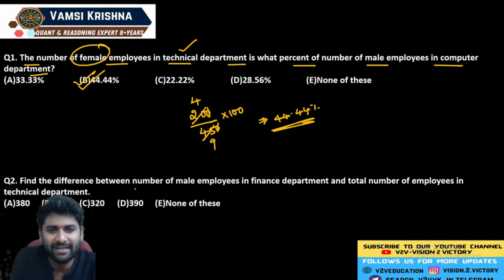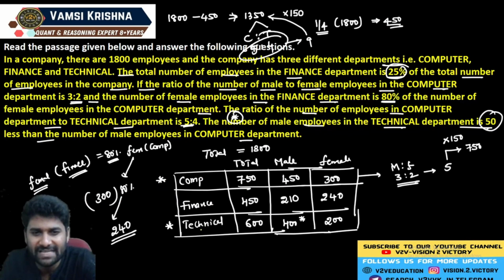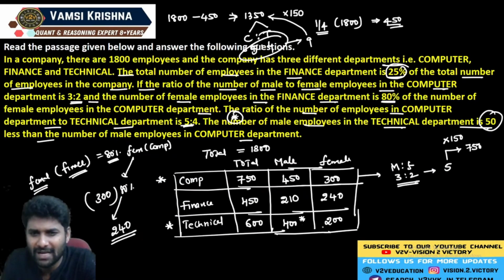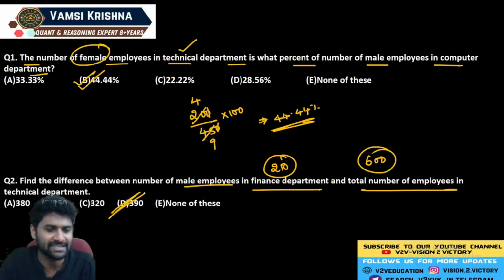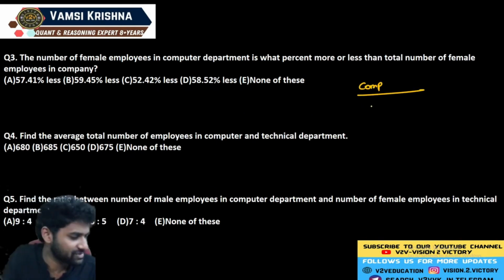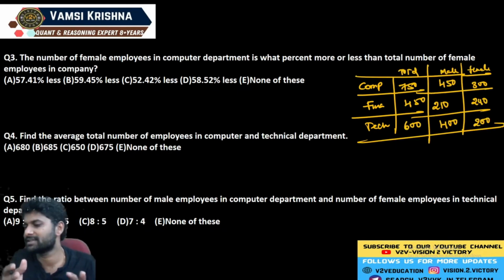Now question C. Find the difference between male employees in the finance department and the total number of employees in the technical department. Male employees in finance department is 210, and total employees in technical department is 600. Now the question here, what is the difference, guys? Difference is 390, right? So let me take a table here. I will note down the values here. Meanwhile, go through the calculation. Now you can check the values here.